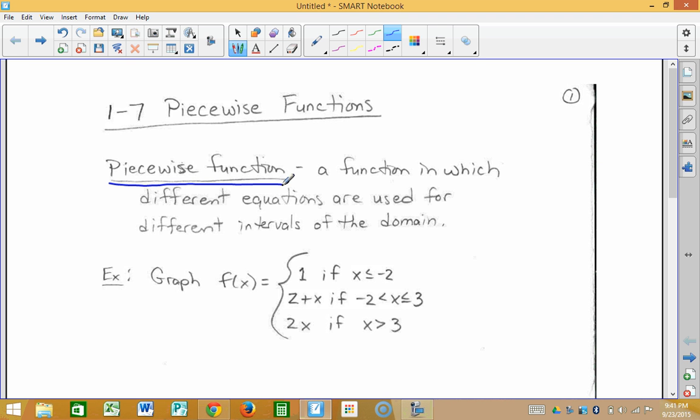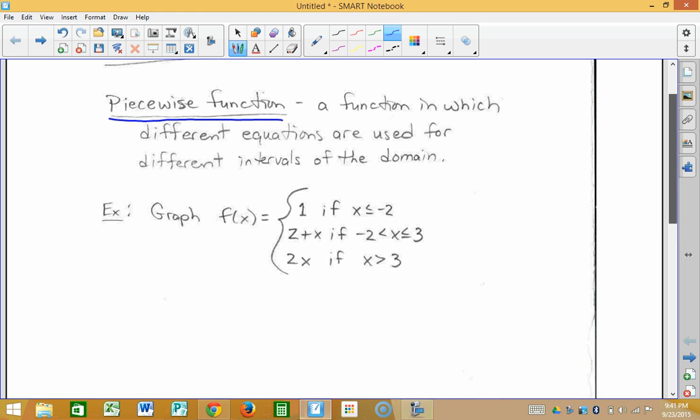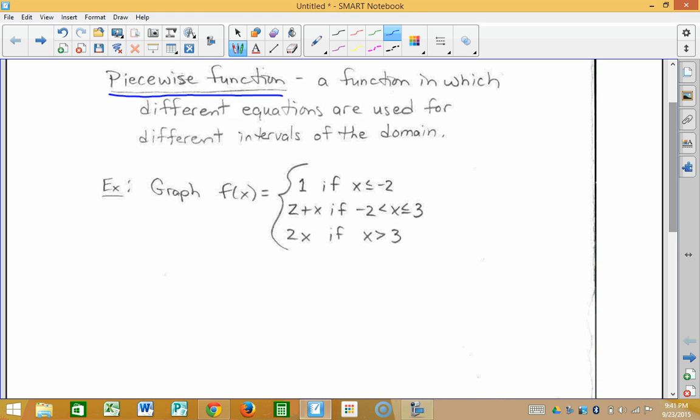Well, if we take a look at an example, I think it would be the best way to explain exactly what a piecewise function is. So, as you can see in the example, we have f of x equals, and then we have a brace, and then we have three different lines of equations. Okay, so each of these have different parts. So let me kind of break these up a little bit. So here's the first part.